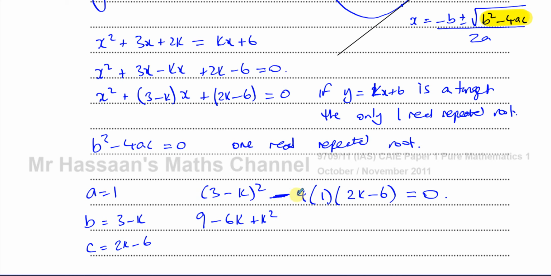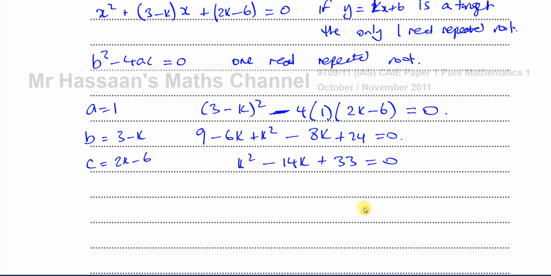So you have 4 times 1, which is 4. So you have negative 4 times 2k, which is minus 8k. And negative 4 times negative 6, which is plus 24, equals 0. So here we have a quadratic equation. We have k squared minus 14k plus 24 plus 9, which is 33, equals 0. So what are the values of k?